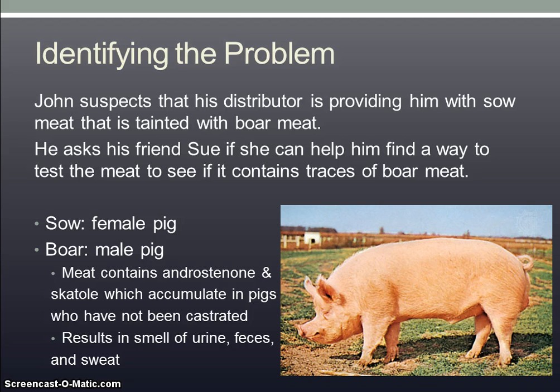So, basic information that we need to know is that a sow is a female pig and a boar is a male pig. And the meat of boars contains androstenone and skatole, which are hormones that accumulate in male pigs who have not been castrated. And what this does is it results in their meat smelling of urine, feces, and sweat.